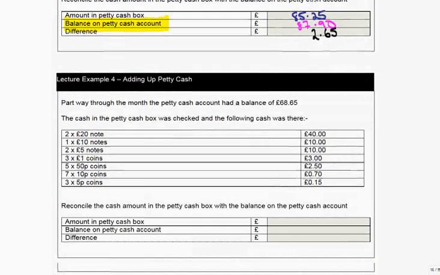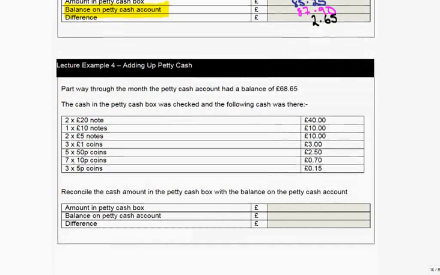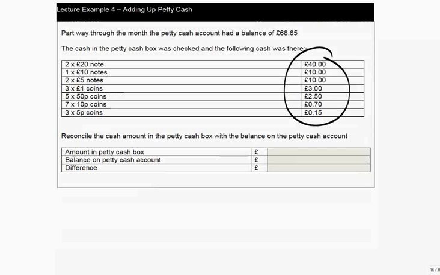Have a look at the next lecture example, very similar, so I'd suggest that you pause the presentation and have a go at this one completely on your own. So pause the presentation now. So this list of numbers adds to 66.35. Balance on the petty cash account, that's on the information up here, 68.65, and therefore the difference between these two numbers, so just do one minus the other, is 2.30, and that's our lecture example complete.